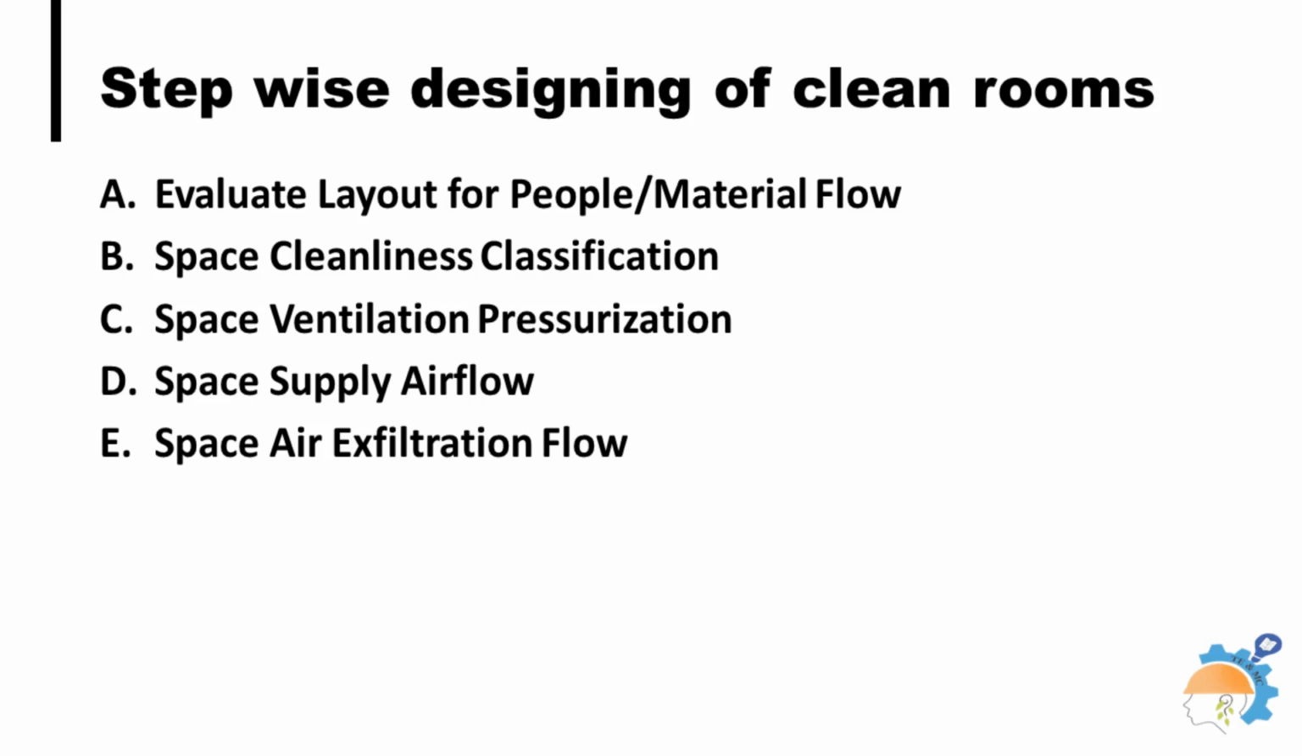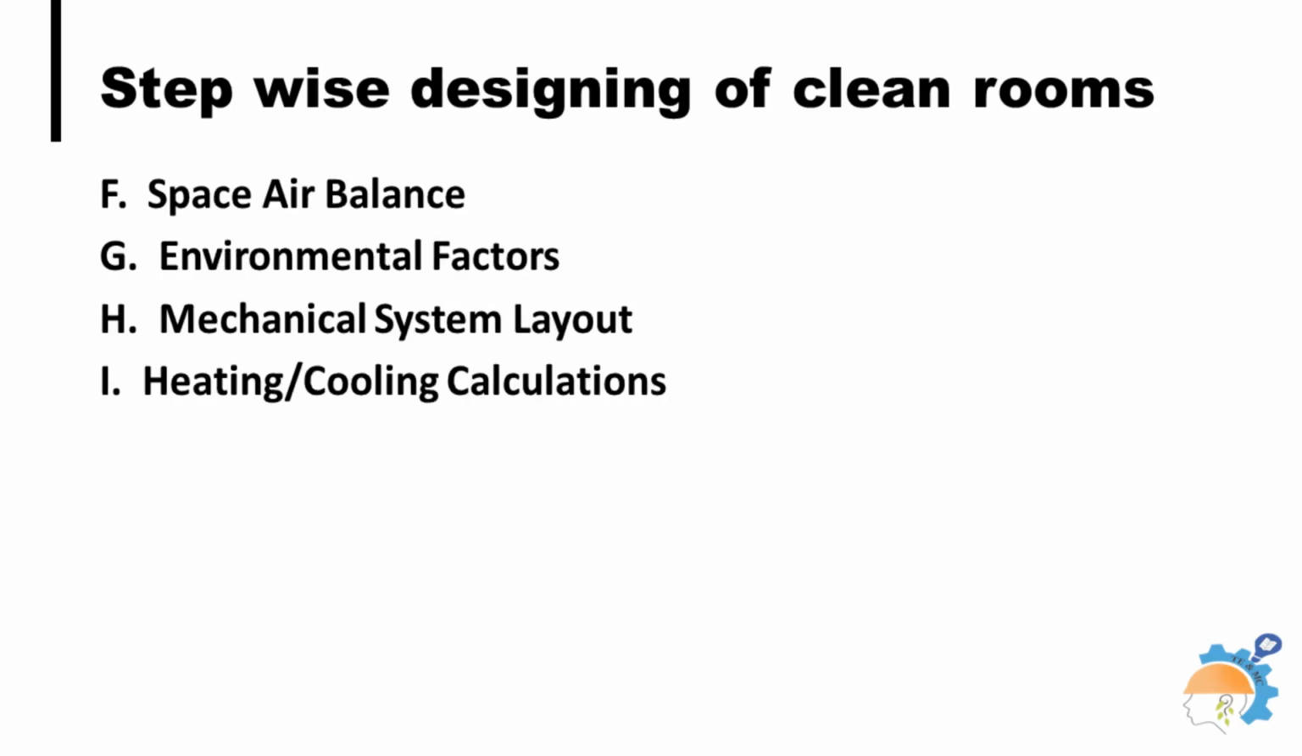It is important to note that the first step is to determine the layout for material flow and movement of individuals. Cleanliness class determines the airflow rate and ventilation features. Designing clean rooms for different industrial applications requires separate calculations in relation to airspace balance and heating or cooling equipment. These two aspects ultimately determine the cost of the project. Mechanical equipment and its layout is an important step in designing a clean room. In preceding slides, each of the 9 steps of the design guide is explained in detail.